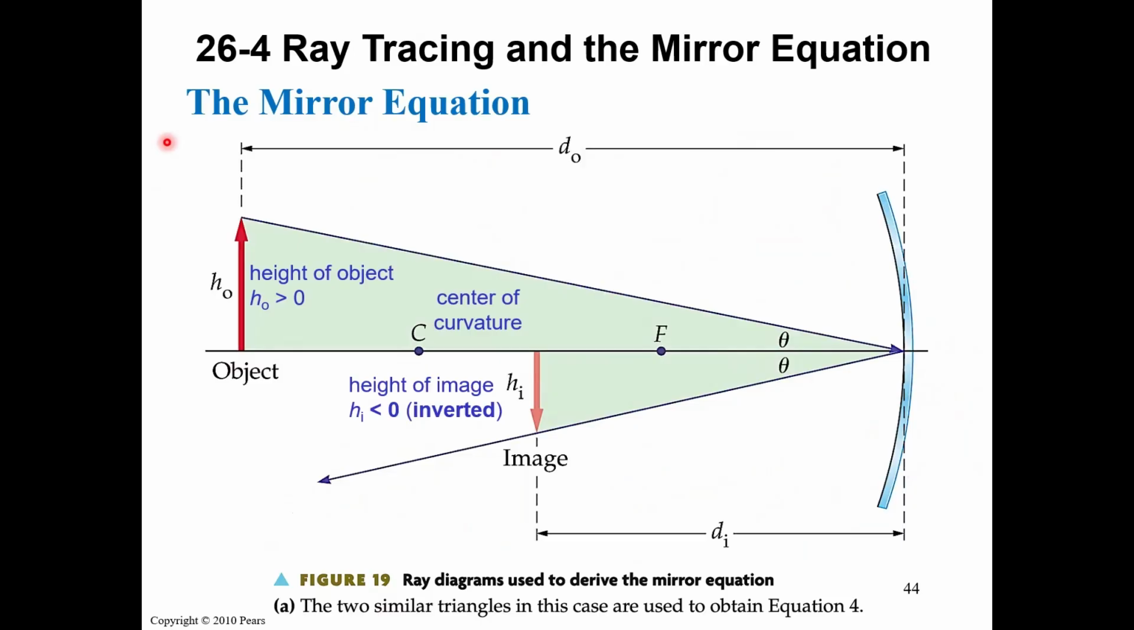So we just learned that we can derive the position, the orientation, and the size of the image by ray tracing. We know a few rays, we know how they will operate, and that will tell us where they converge conveniently. But can we describe the size, the position, and the orientation of the image more quantitatively? So this is the derivation of the mirror equation.